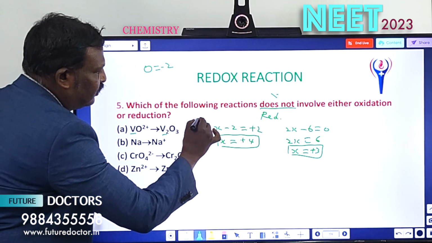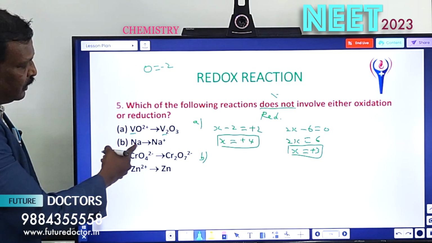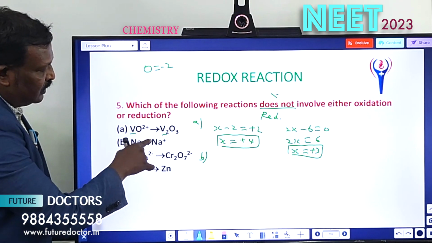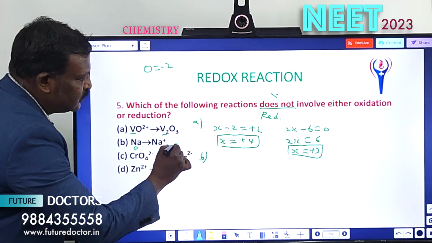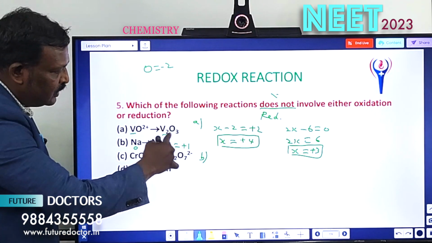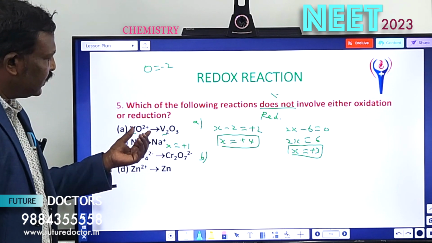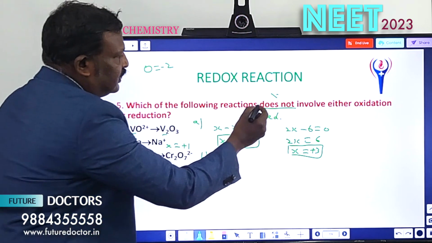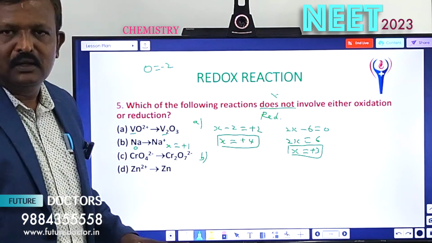I find out only the A. Likewise, I am going to find out only the B, nothing but simple one. Any element present in free state, x is equal to 0. Here 0. Here Na plus, x is equal to plus 1. So 0 becomes plus 1. Oxidation number increases, that's what it's called oxidation. So here reduction, here oxidation. But see the question: nothing should happen. It will not oxidize, it will not reduce.